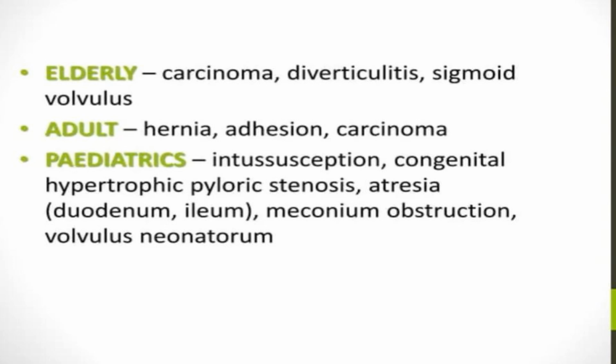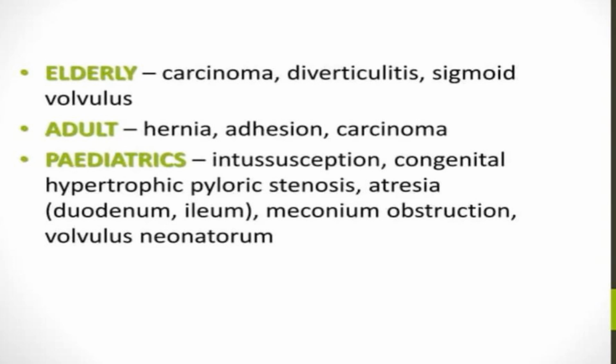in the pediatric population, like carcinomas and diverticulitis, sigmoid volvulus. These are common in the elderly and lead to intestinal obstruction, while in adults the hernia and post-operative adhesions are the commonest ones. Then in pediatrics we have intussusception, congenital hypertrophic pyloric stenosis, atresia. Atresia can be of the duodenum or the ileum. Then meconium obstruction and volvulus neonatorum.